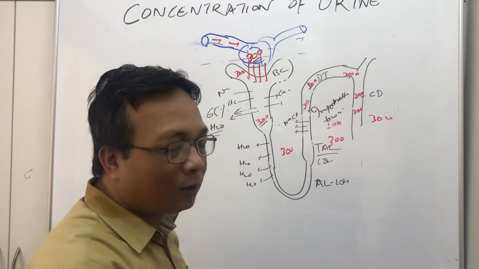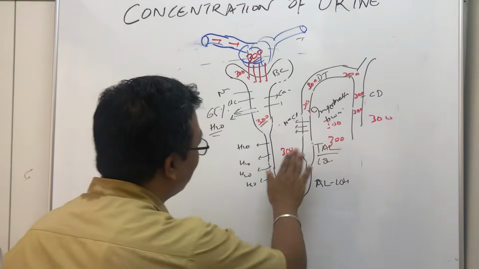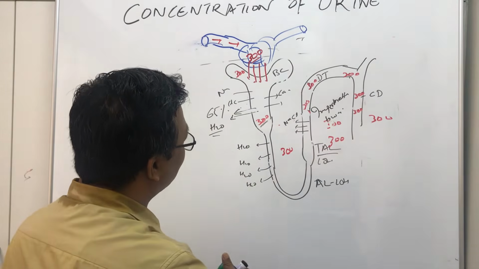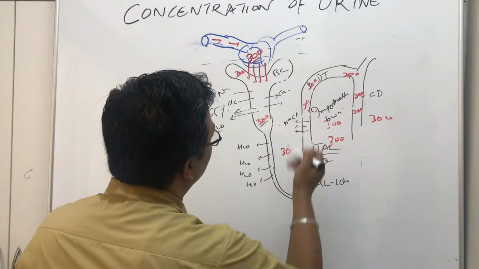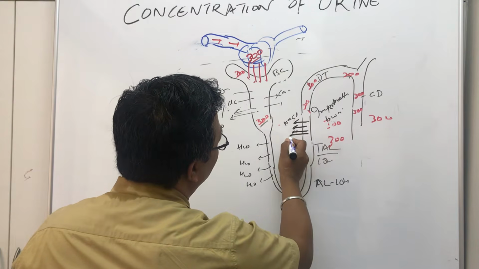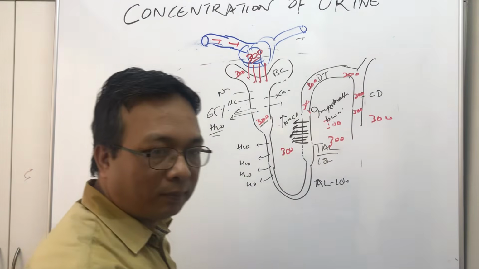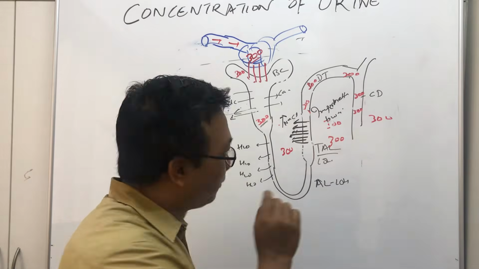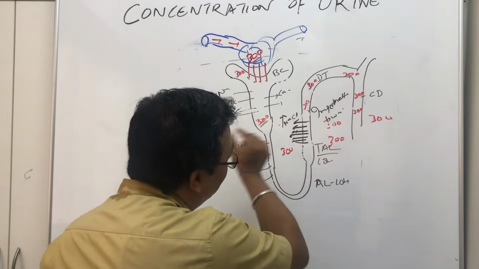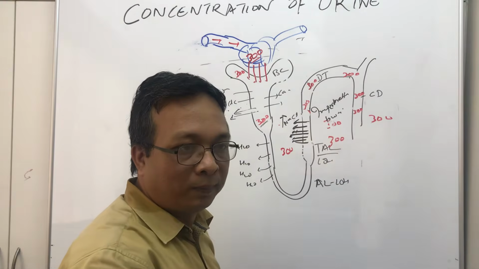Now what happens? Whenever the body needs to conserve water, the first thing that will happen is increased sodium and chloride absorption here. So this absorption of sodium and chloride will increase. Okay, now please pay attention. Sodium and chloride are increased whenever there is dehydration through these channels, right?